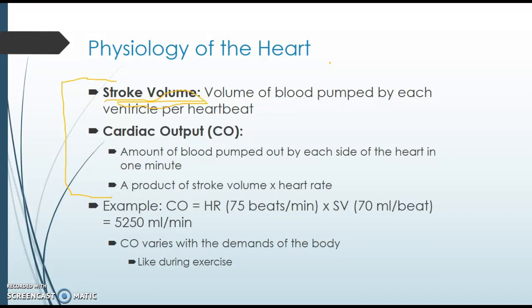So for example, to find your cardiac output, let's say someone has a stroke volume of 70 milliliters of blood per heartbeat at 75 beats a minute. That means they're going to be pumping out 5,250 milliliters of blood per minute. And it's obviously going to vary by person.